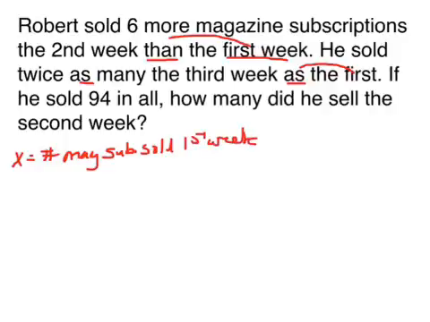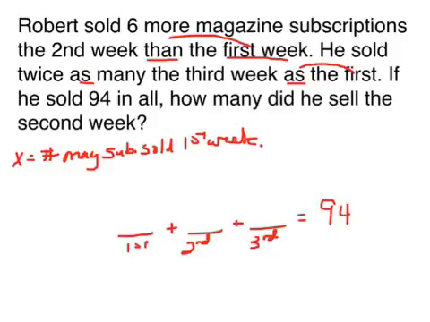Okay? Now, if you look at what's going on there, he sold some subscriptions the first week, and then he sold some more the second week, and then he sold some more the third week, and if you add them all up together, he sold 94 in all. I want to see something like this on your paper, too. You could write it all out in words and then go to the next line and start putting your numbers in. You don't have to do it like this, but choose one of the two ways. Either write your equation out in words or do something like this.